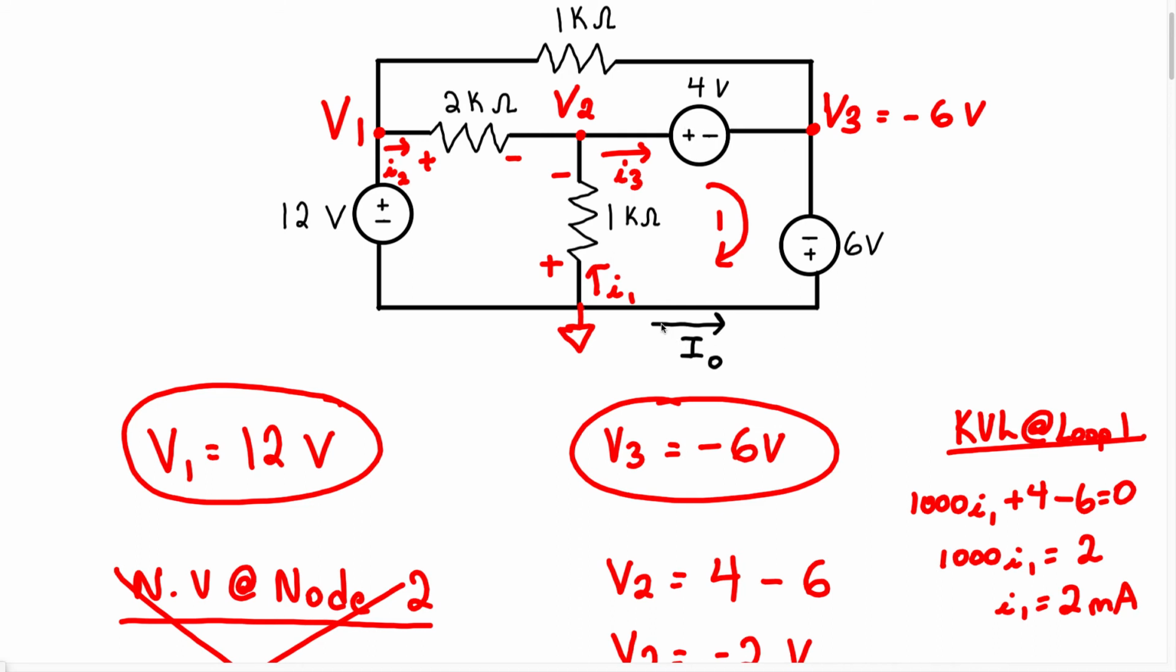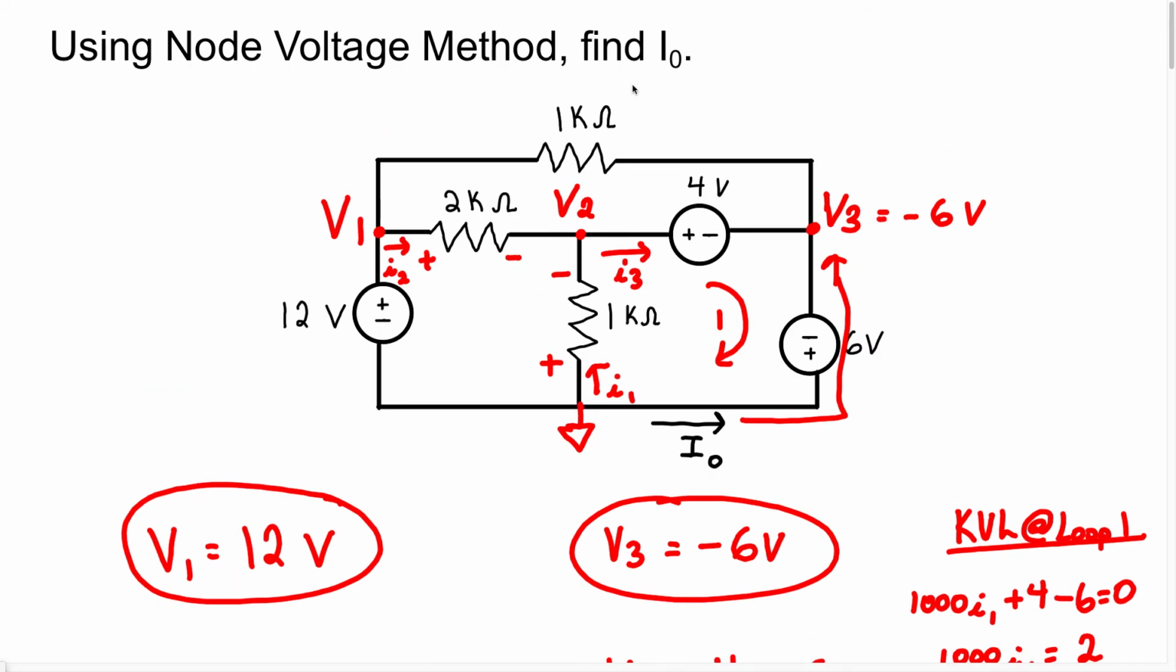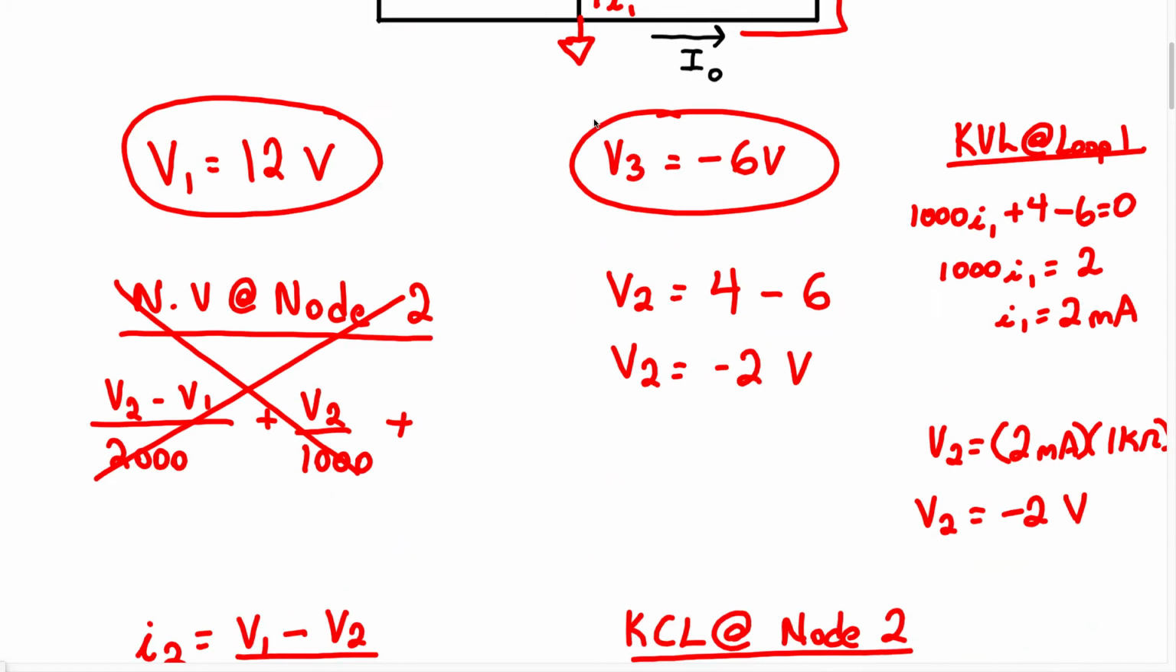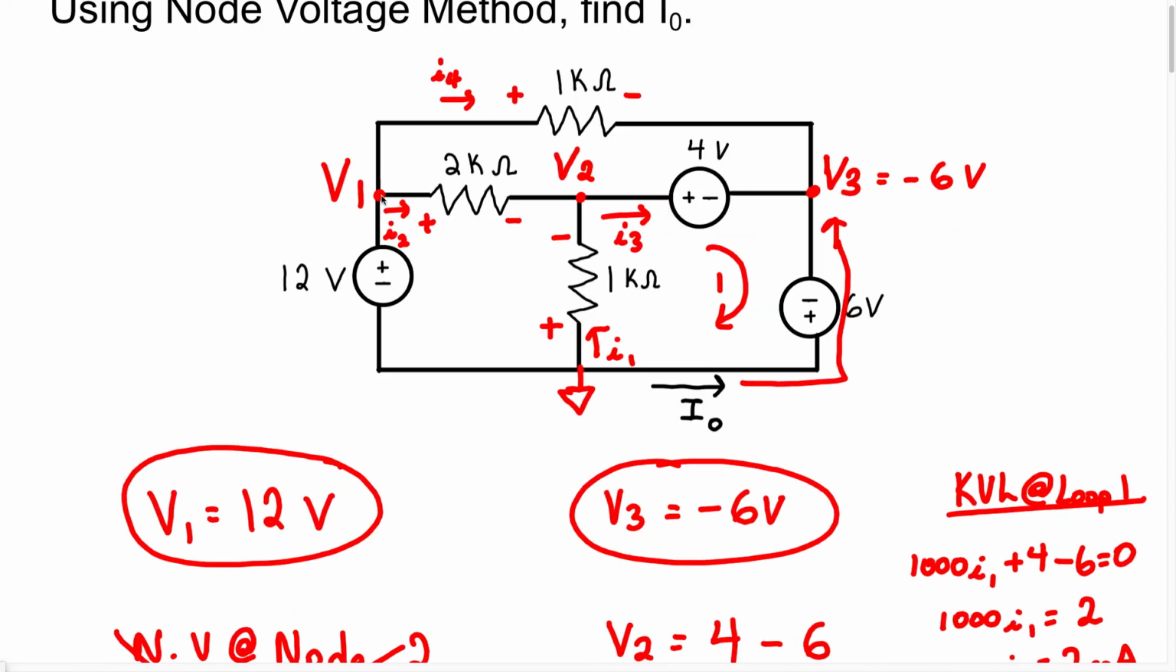Now remember, they want us to find this current here, the current entering node 3. So to find that current, we can just do KCL at node 3. But to do KCL at node 3, we're going to have to know the current through this 1K resistor. So we're going to assume that the current flows in this direction, so we have a positive to negative terminal. To find the current, I'm going to label this current I sub 4. To find I sub 4, we can just use Ohm's law. We can say V1 minus V3 divided by 1000.